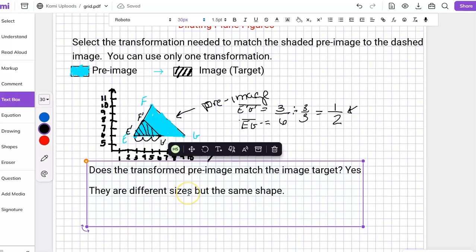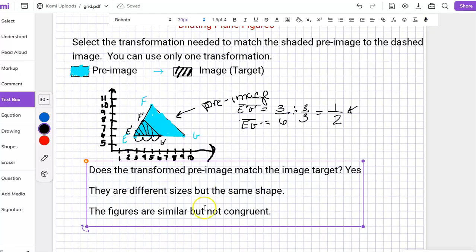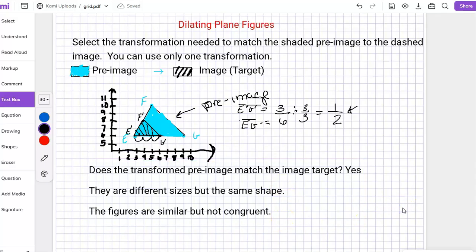So now we're going to come down here and we're going to hit the figures are similar but not congruent. Okay, this box right here that we just did is going to be important because it's always going to be yes, they're different sizes but the same shape, and the figures are similar but not congruent. And be careful because you don't want to hit what we've been hitting for the last lessons.